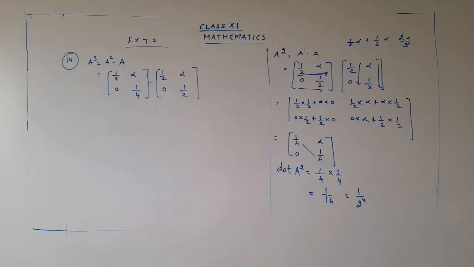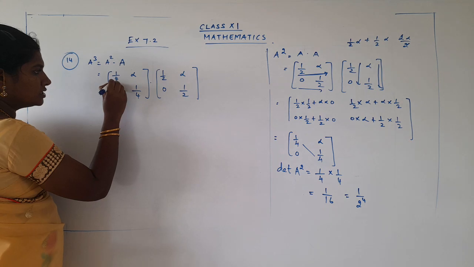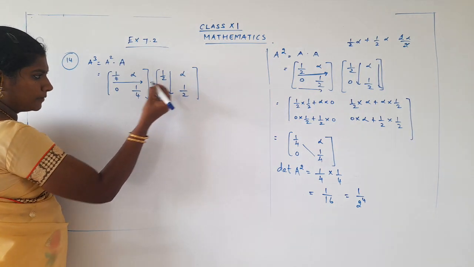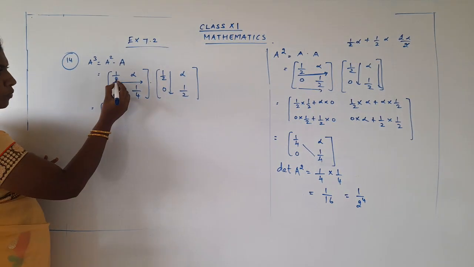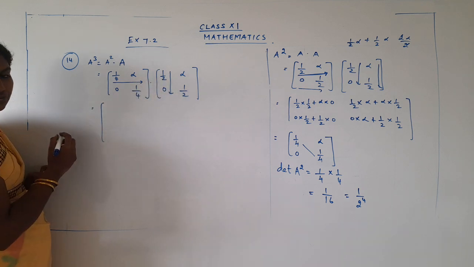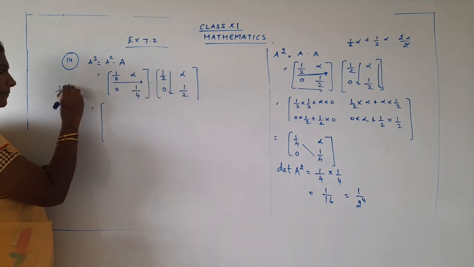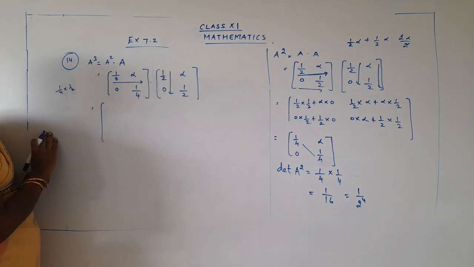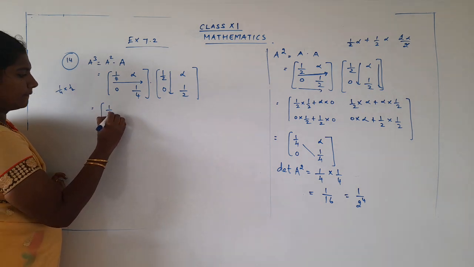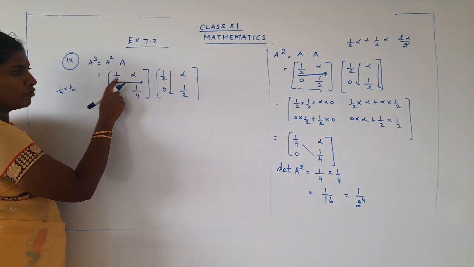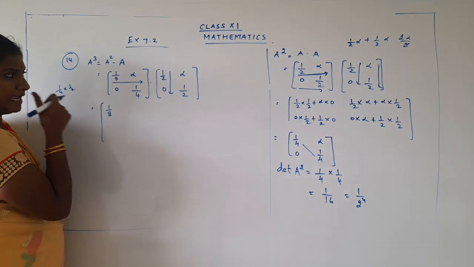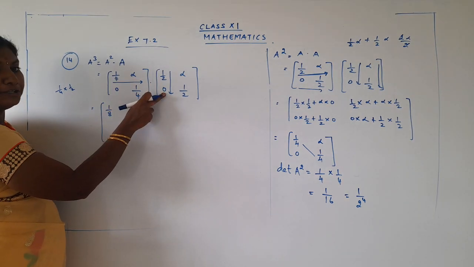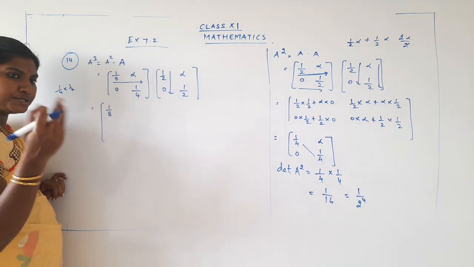Okay, have you taken down? Okay, let's go for the matrix multiplication. Let's see how to multiply this matrix. What we have to do is take the first row and the first column. See, 1 by 4 into 1 by 2. What is 1 by 4 into 1 by 2? It's 1 by 8. Alpha into 0 is 0. So that's all.